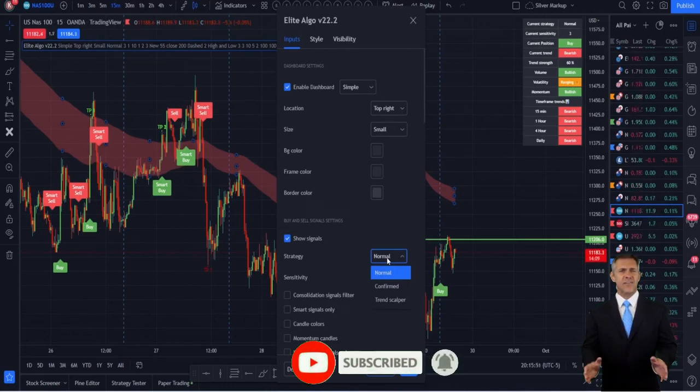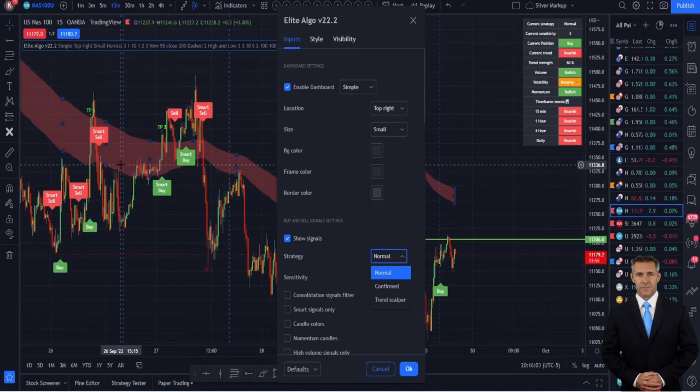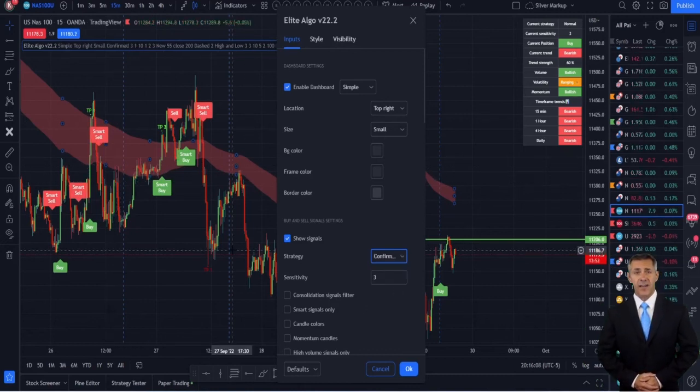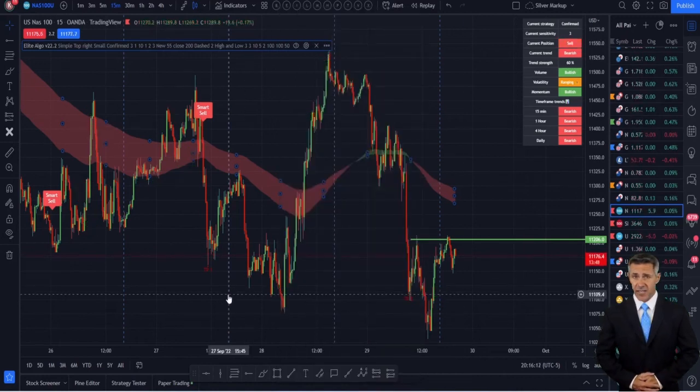You have different levels of trading. So you have the normal, which is what I use the most, because it gives you just solid entries, and you can calibrate where the market is, what the algorithm is looking for in the market to confirm a trade. And then you also have confirmed, and with the confirmed, I'm going to let that load. You're going to have a different angle to take with the market.